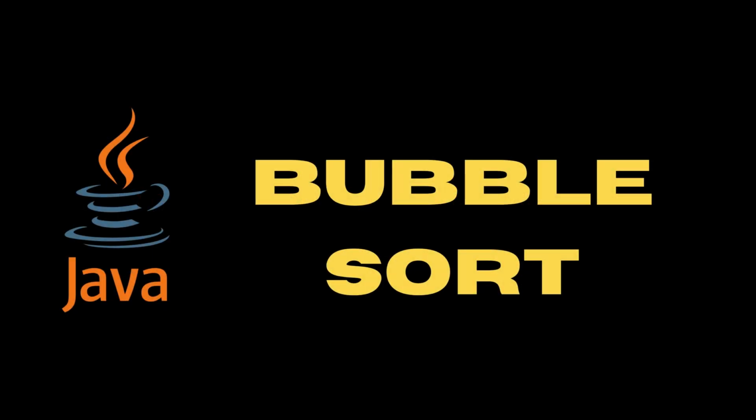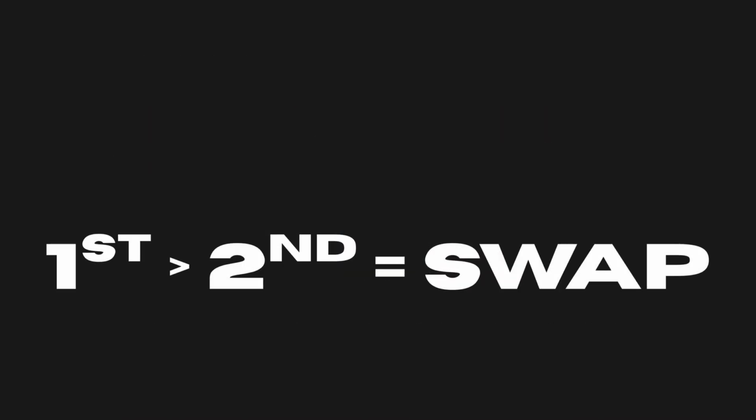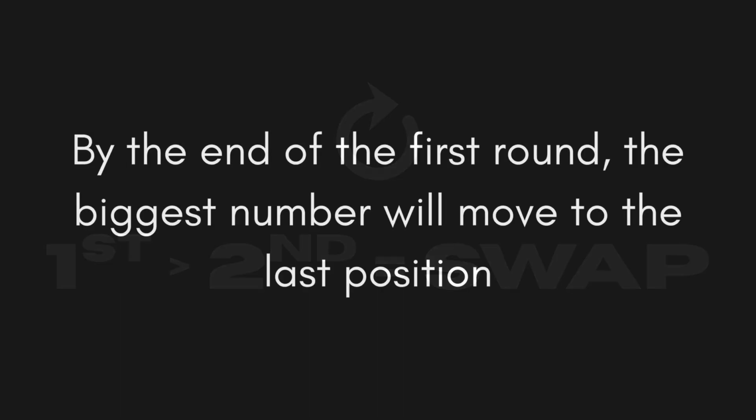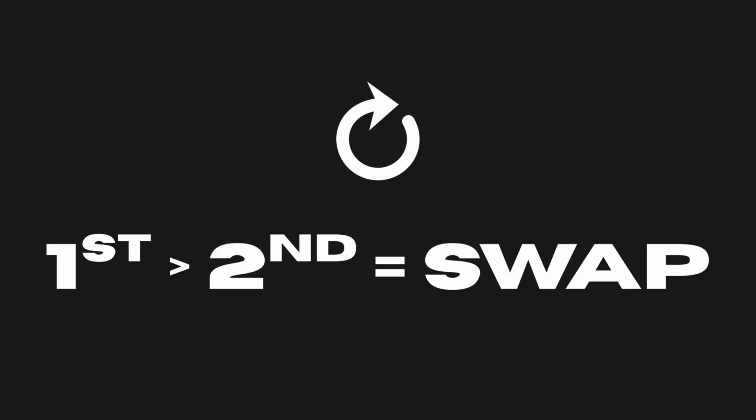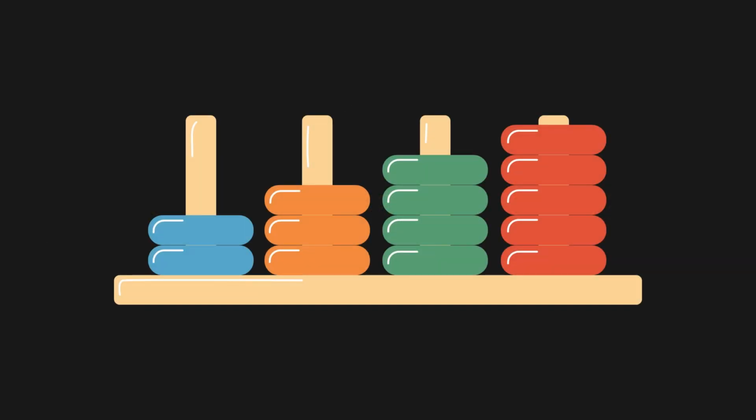Let's start with the simplest sorting algorithm, bubble sort. It's called bubble because small elements slowly bubble up to the top, just like air bubbles in water. Here's how it works. Compare the first two numbers. If the first number is bigger, swap them. Move to the next pair and repeat. By the end of the first round, the biggest number will move to the last position. Then repeat the process for the remaining elements again and again until everything is sorted. It's slow for big lists but perfect for understanding how sorting works.